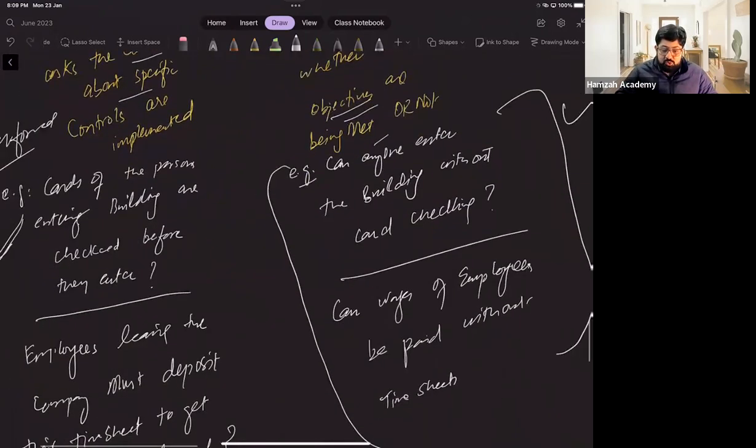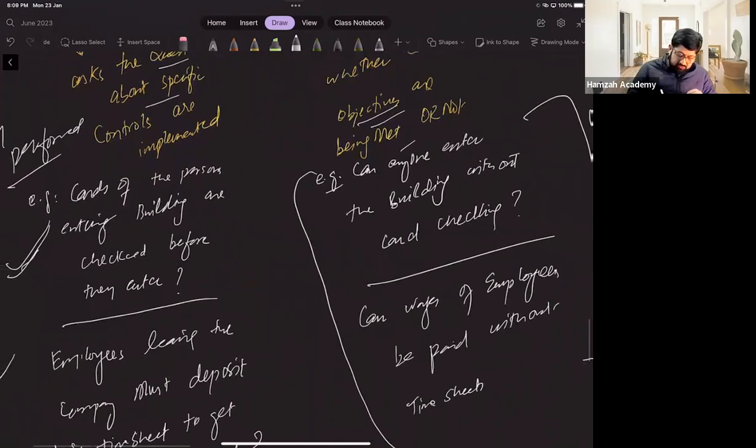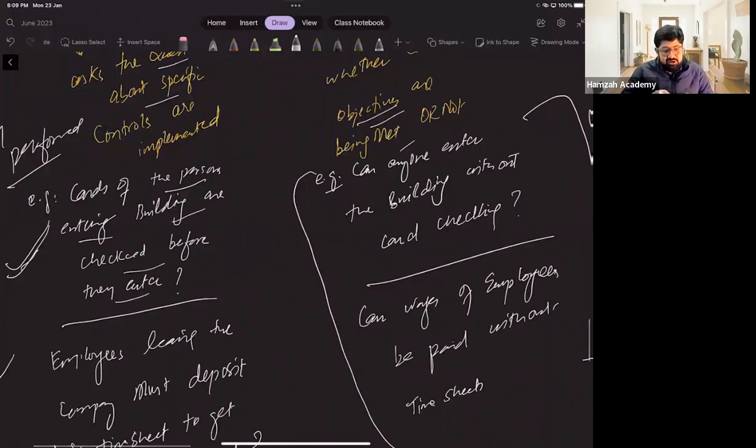For example, the question: are the cards of persons entering the building checked before they enter? Yes or no? Yes, very good. No, now it is not good. They are being checked, but still, can anyone enter the building without card checking? No, no one can enter. Very good.